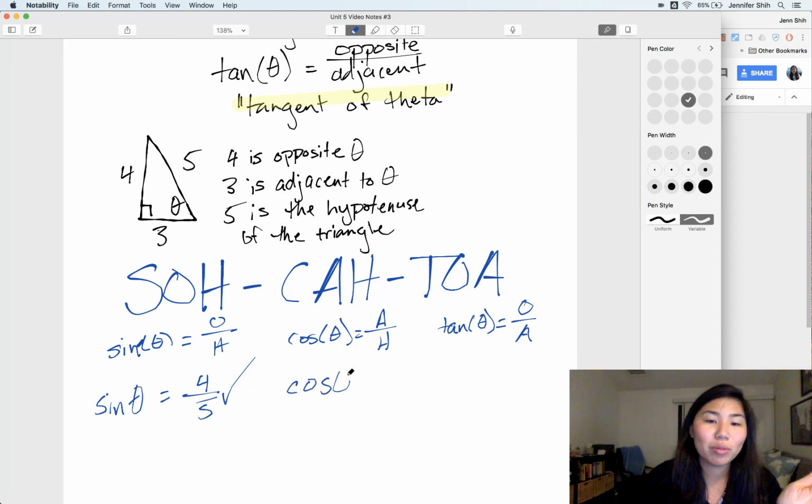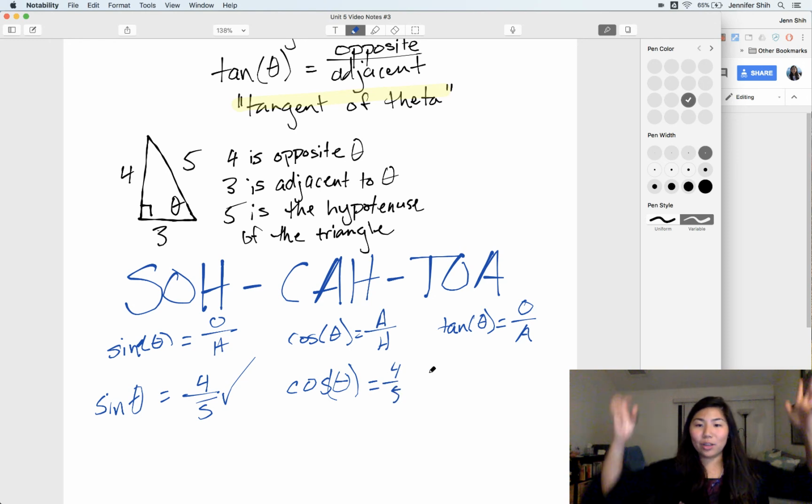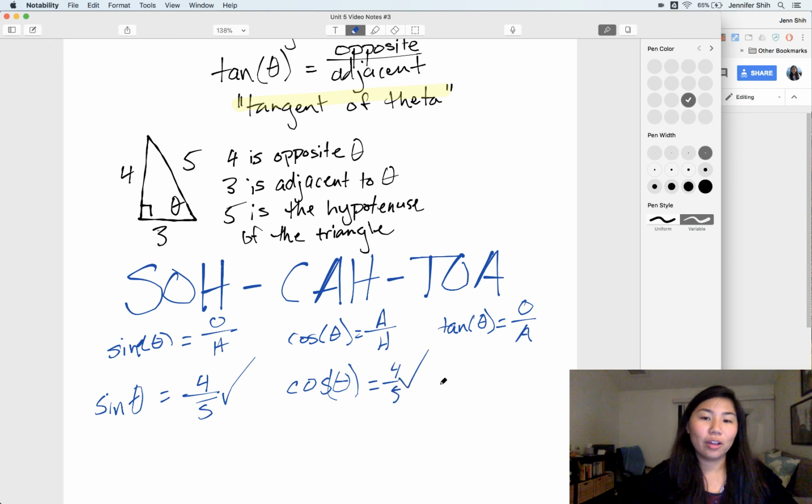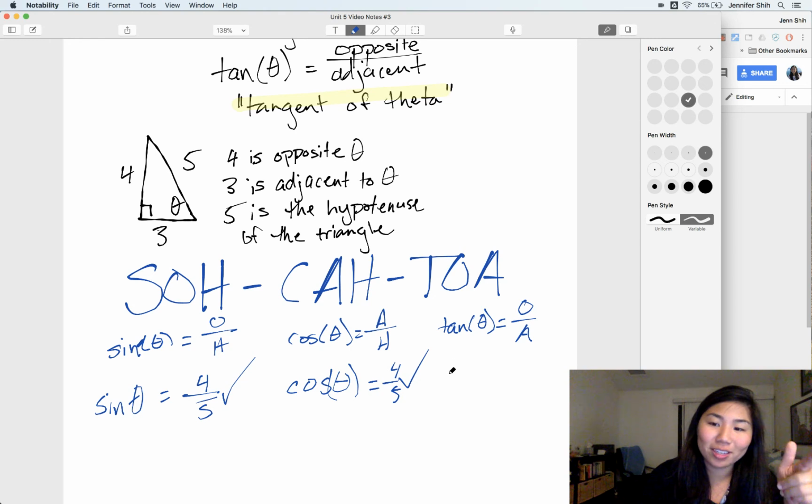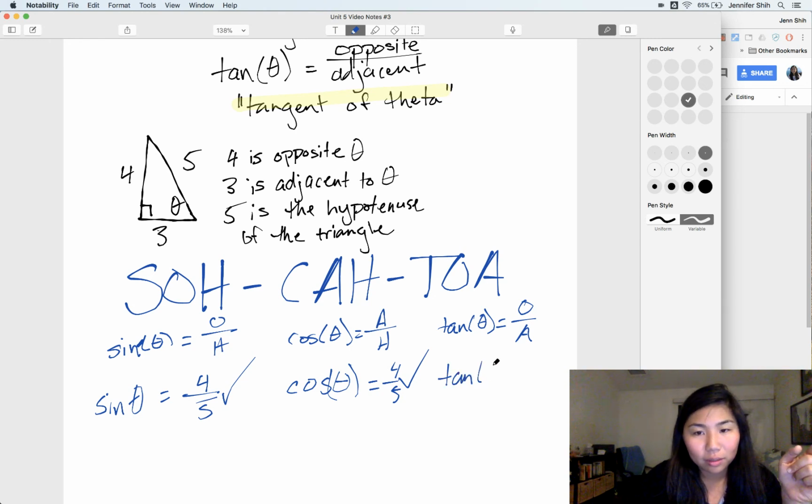Let's practice again. Cosine of theta. Notice I didn't say "cos theta." I said cosine theta. And that's the adjacent over the hypotenuse, 4/5. Boom, done. You wrote a ratio. Brilliant. Okay, and then tangent. Sometimes I do say tan theta. Tangent of theta is the opposite side over the adjacent, 4/3.